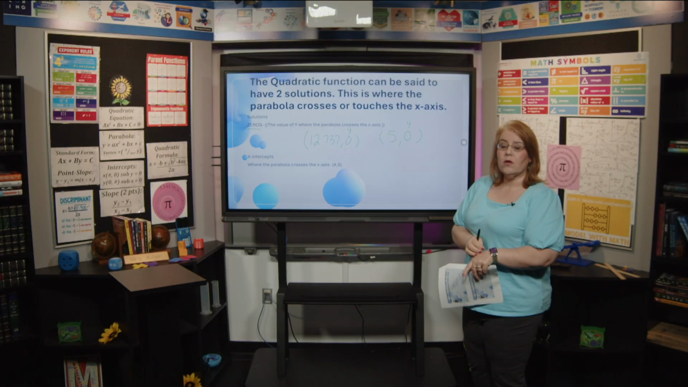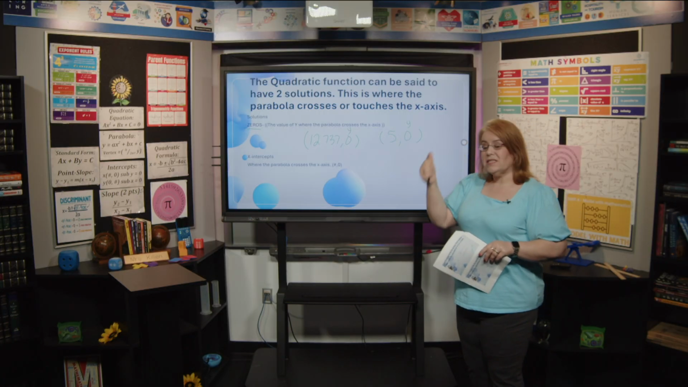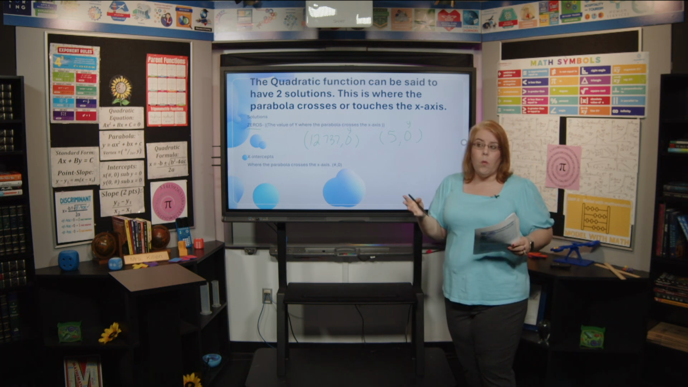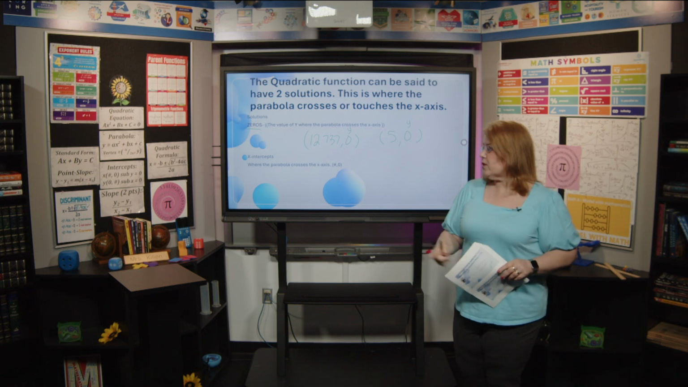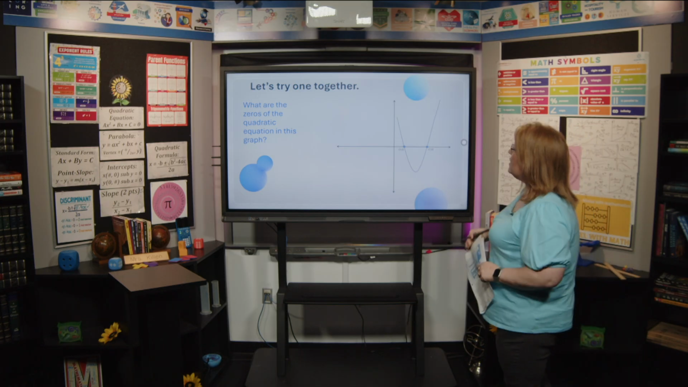That's why it's called the zeros. It's also called my roots. That's the root of it. So you'll hear it as zeros, you'll hear it as solutions, and you'll call them roots sometimes, just depending on what the problem is that you're answering. So it also says that my x-intercepts is where the parabola crosses the x-axis. Again, showing that that y value is 0 and that x value is going to have some type of number. So those are definitely 2 key parts of that function graph that we need to make sure that we're looking at. Let's try one together.